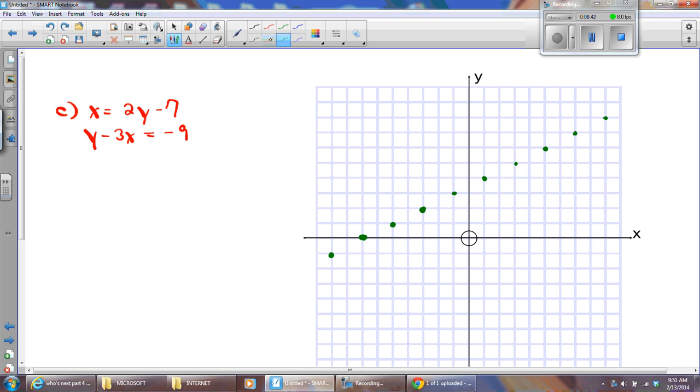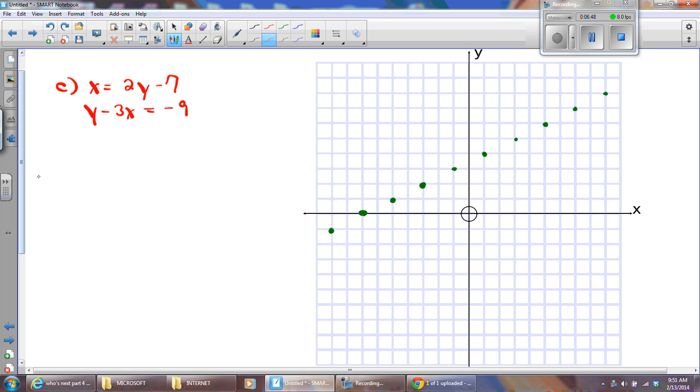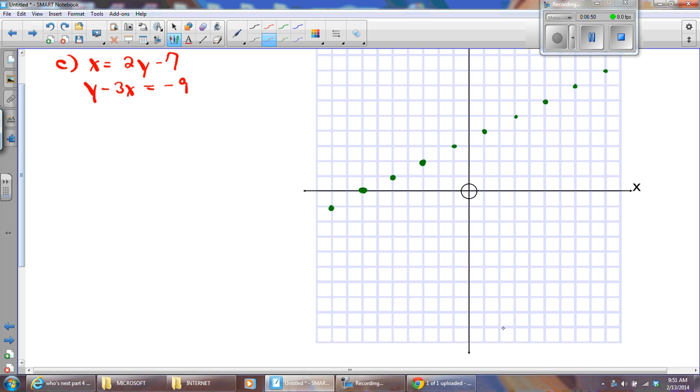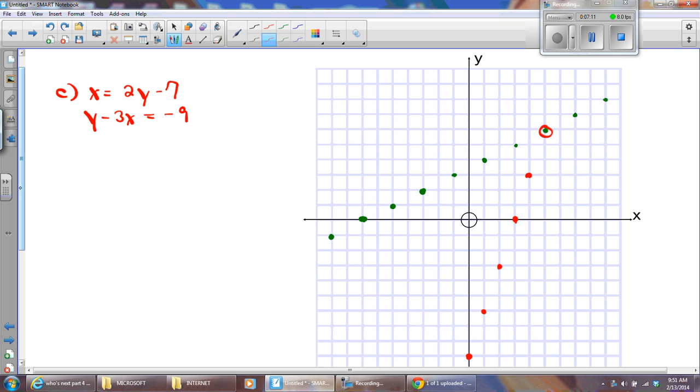All right. The second equation has a y-intercept of negative 9, which is down here, and a slope of 3. So 1, 2, 3, and again, 1, 2, 3, and again. There we go. I found the place they cross.